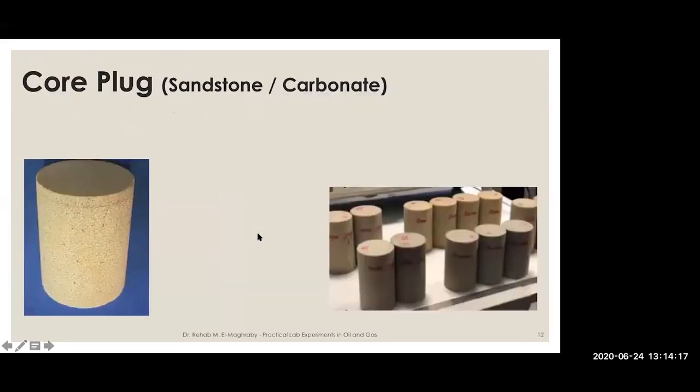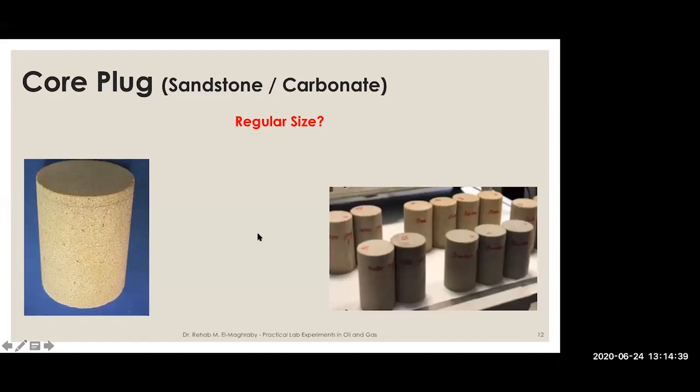So I told you that we use core plugs. Okay, so we put a core plug in this container. What is meant by core plug? In general, you have a big size core. You drill a small, cylindrical core, and it is a standard size. So in most experiments, you are using standard type cores.